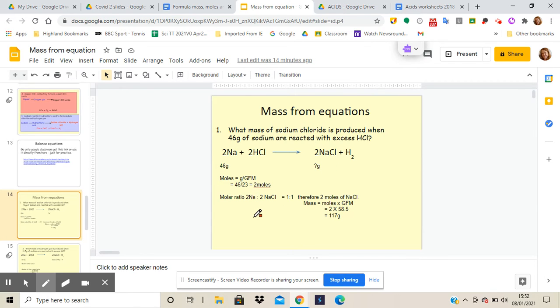So, if in doubt, remember in chemistry, always work out the number of moles first. Moles equals, in this case, we've been given a mass, so it's grams over gram formula mass. So 46 over 23, which equals 2 moles. Then, look at the molar ratio. It is 2 to 2, okay? Which is a 1 to 1. So 2 to 2 equals a 1 to 1. I have 2 moles of sodium, therefore I will produce 2 moles of sodium chloride.